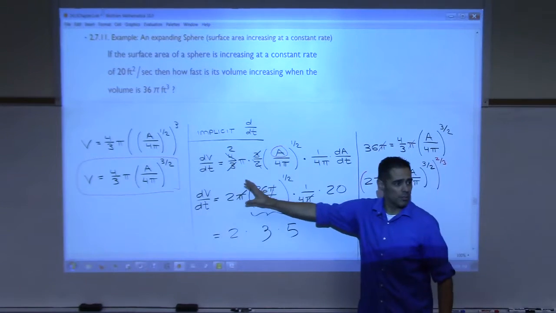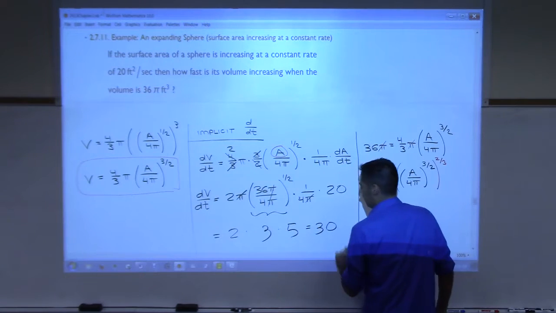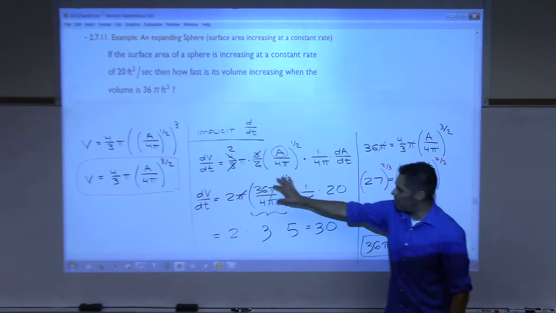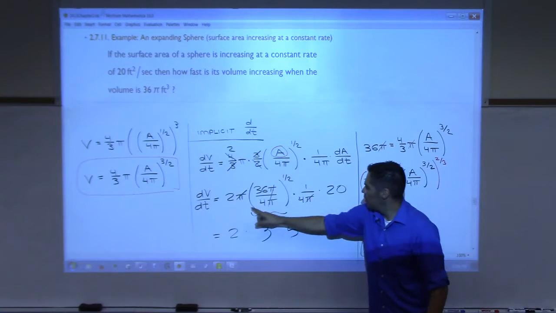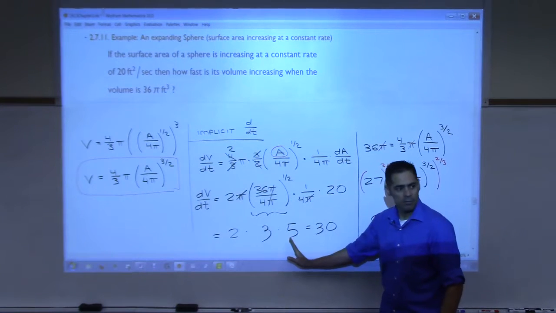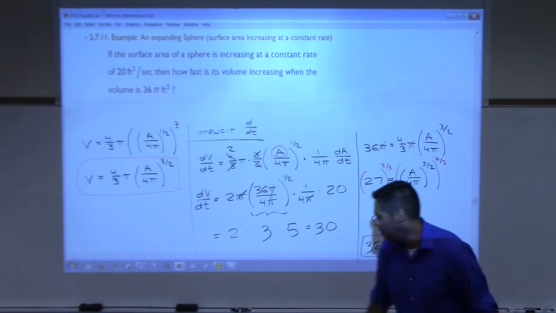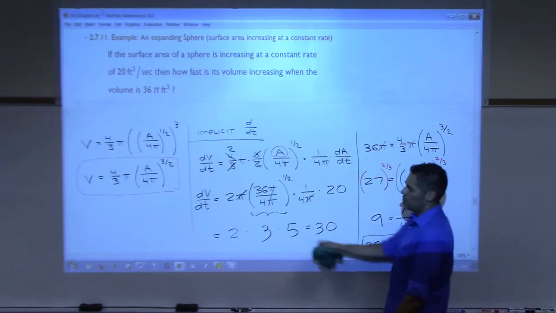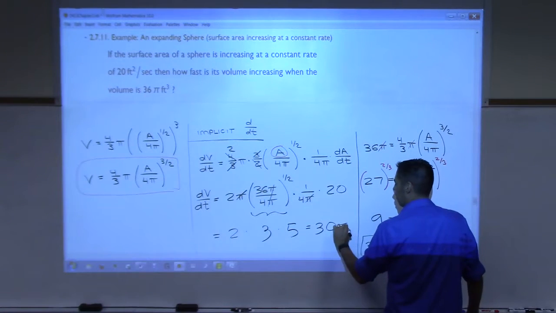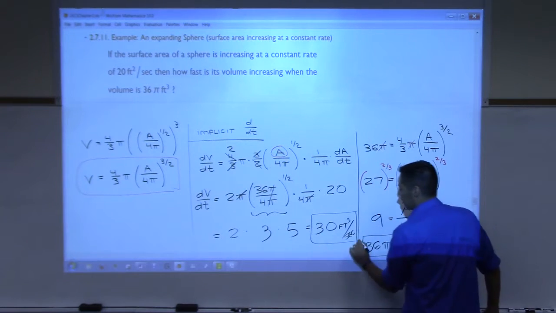Look, all this in here is just arithmetic, isn't it? At this point, this is all just arithmetic going from here to here. 30. After you cancel everything, turn that into a 3. You'll have a 2, and then this is a 3, and then 20 divided by 4 is a 5. And now I'd like to know what units that is in. It's dV/dt. So cubic feet per, it was second in this problem also. So our answer is 30 cubic feet per second.